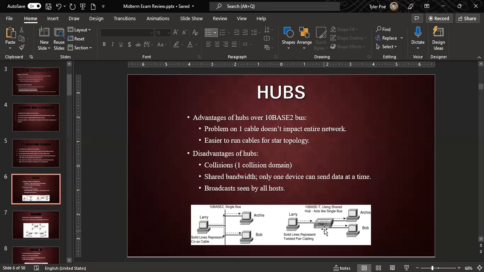There's an old saying, hubs are evil. They really are. You don't want to use these things in a network unless you absolutely have to. There's really no reason to use them at all. Just to let you know, these are the only things you really need to know about hubs. They're not used in this course, they shouldn't be used in this course, and they shouldn't be used anywhere, at least not in a network.